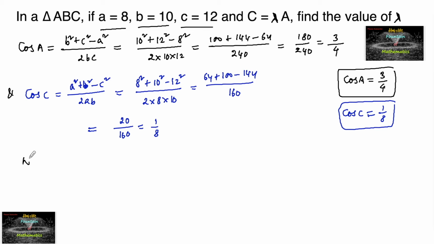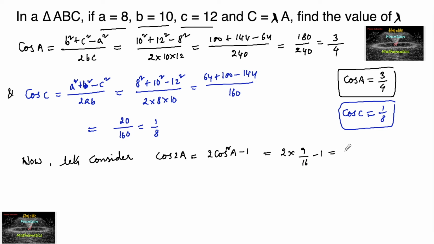Now let's consider cos 2A, which is equal to 2 cos square A minus 1, which is equal to 2 into cos square A, which is 9 by 16, minus 1, that is 18 minus 16, that is 2 upon 16, which is equal to 1 upon 8. So which is equal to cos C we got.